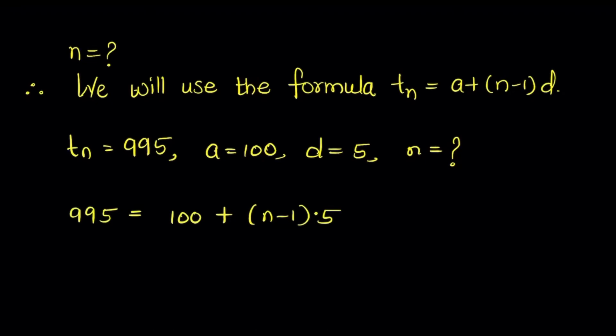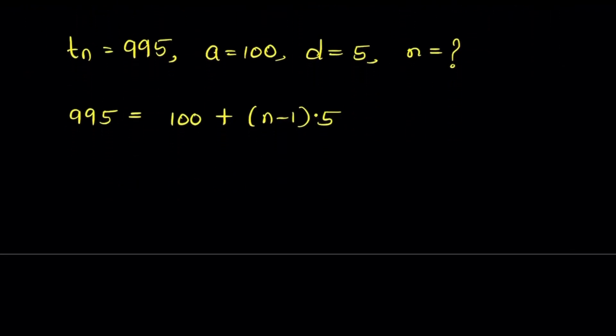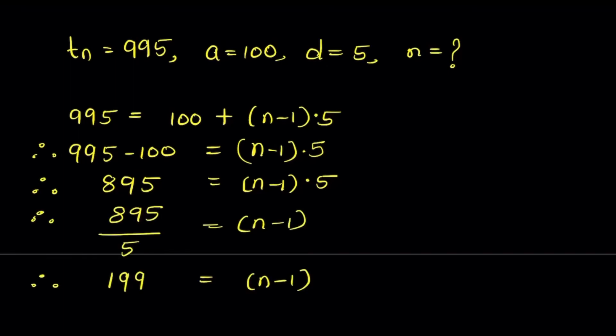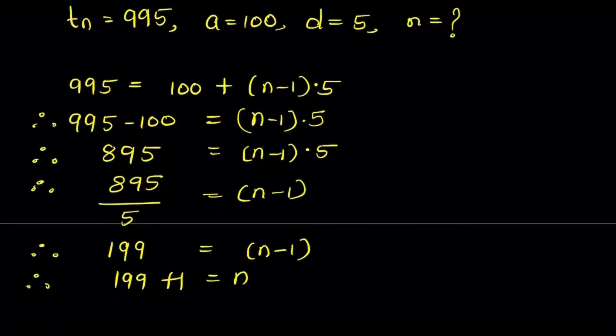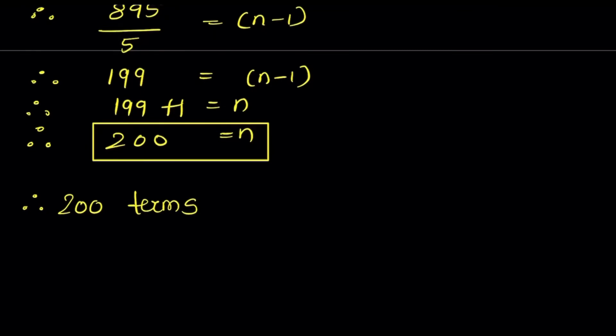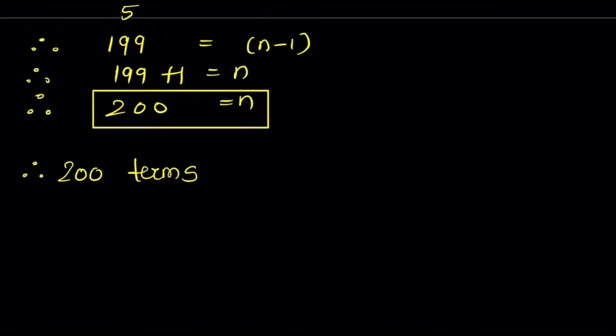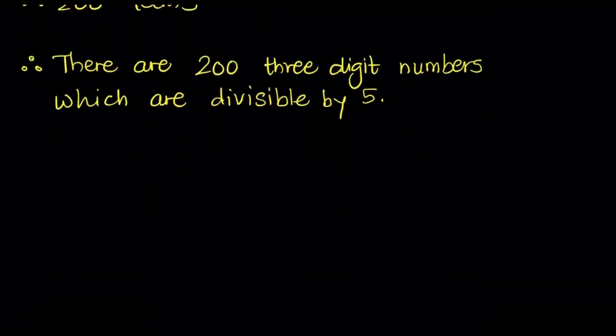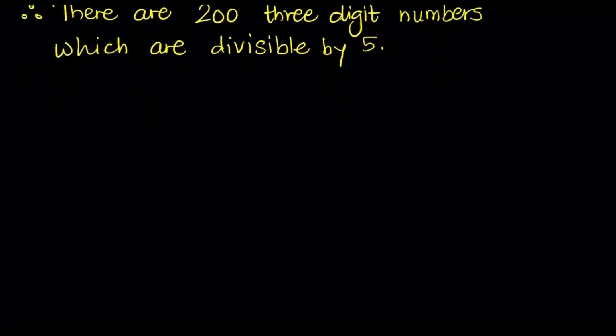So 995 equal to 100 plus (n minus 1) into 5. Put the 100 on the LHS, and by solving this we get 895 upon 5, which is 199, the value of n minus 1. So n will be 200. There are a total of 200 terms which are 3-digit numbers divisible by 5. So here is the idea to solve question number 6.